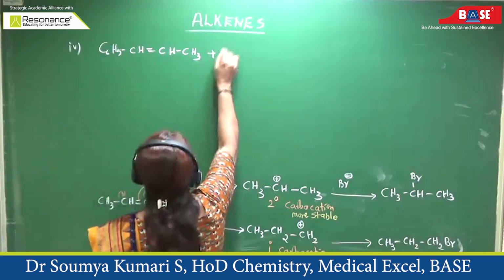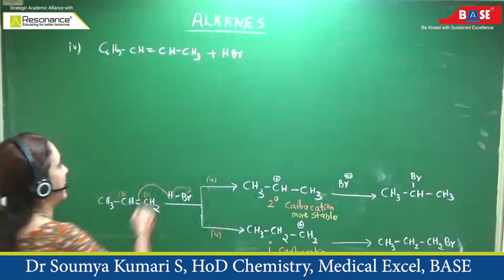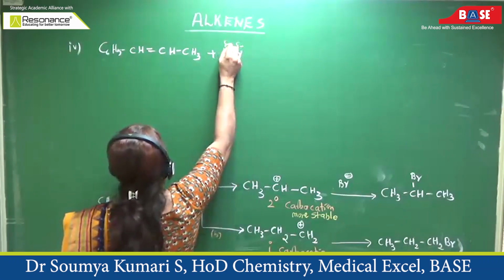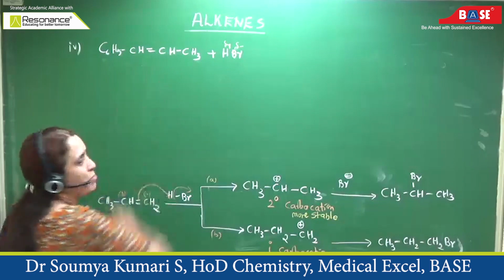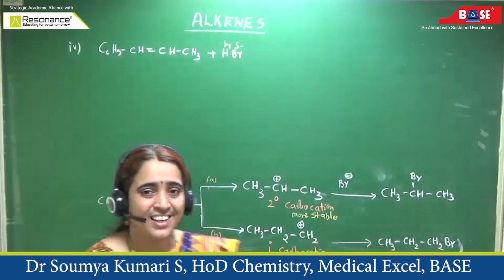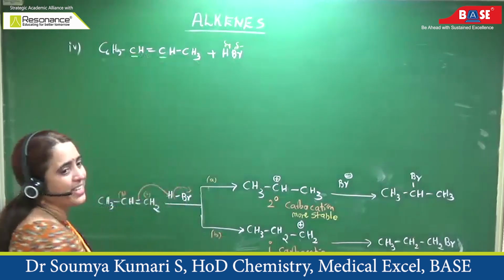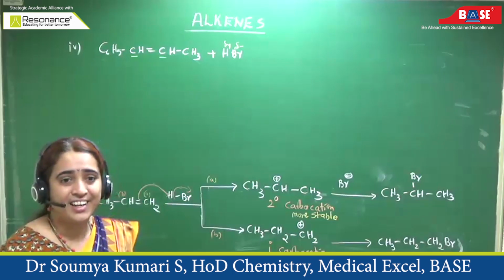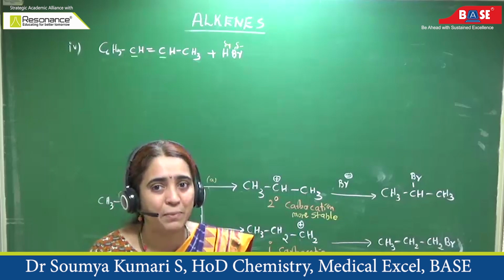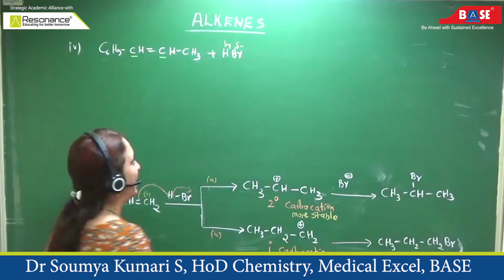Let us react this one with HBr. As we have stated previously, Br minus is the negative part and H is plus, and it adds to the carbon which has lesser number of hydrogen. Now look at the carbons here. Both the carbons are having the same number of hydrogen. Now whom to give the negative part? Your Markovnikov rule won't help. You can't apply the Markovnikov rule straight away, isn't it?